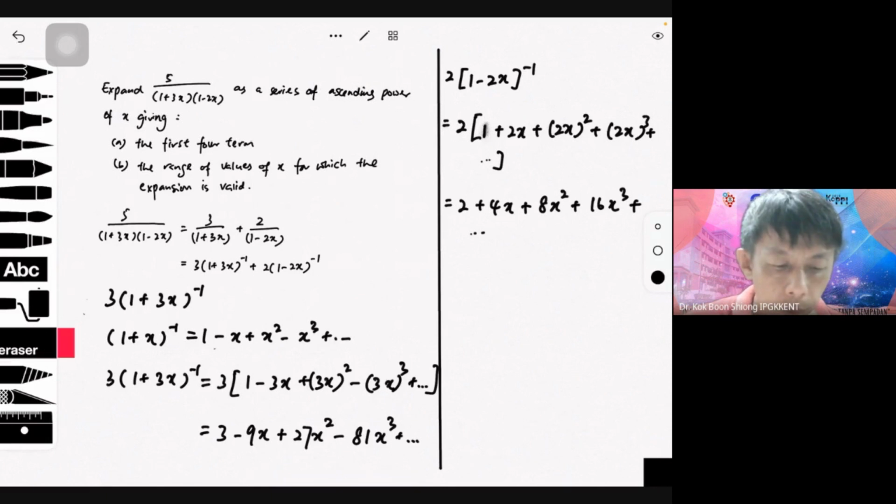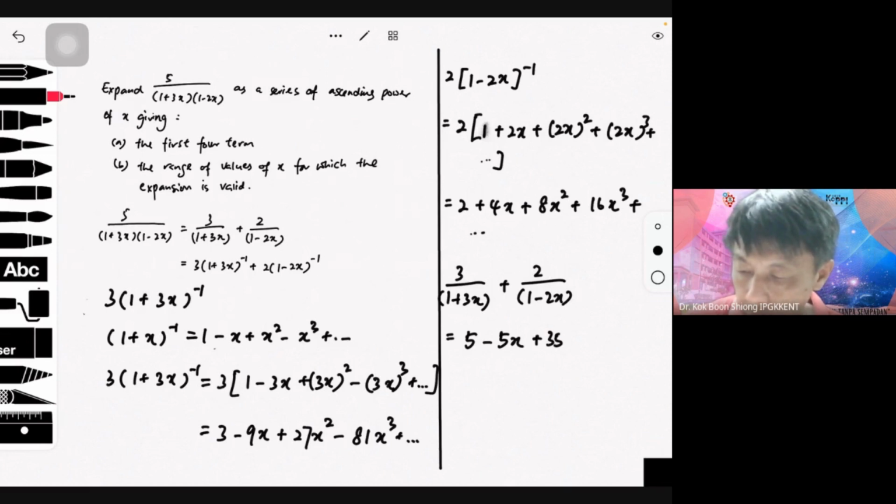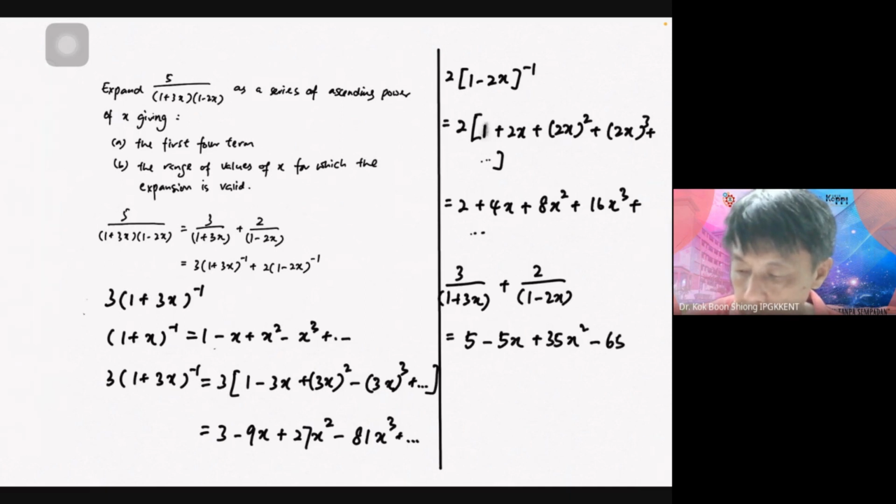So by combining both parts, eventually we will have 3 over 1 plus 3x plus 2 over 1 minus 2x equals 5 minus 5x plus 35x squared minus 65x cubed.